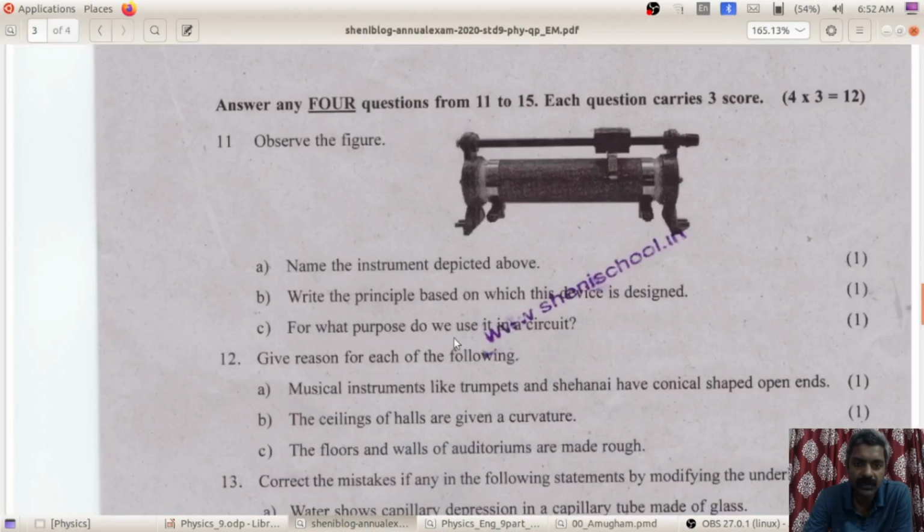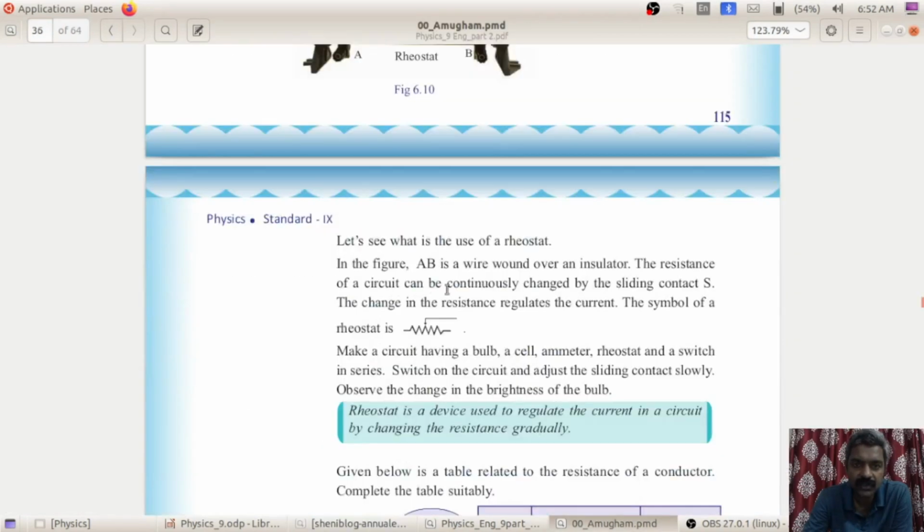What purpose do we use it in a circuit? The resistance of the circuit can be continuously changed by sliding the contact. The change in resistance regulates the current. So, rheostat is a device used to regulate the current in a circuit by changing the resistance gradually.